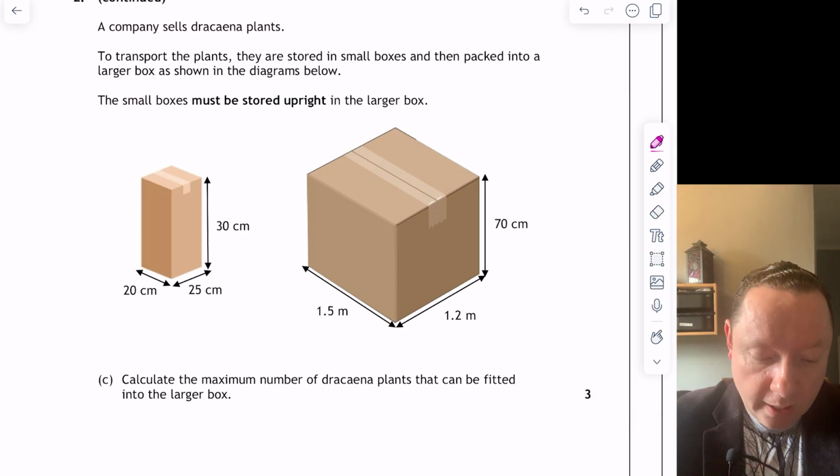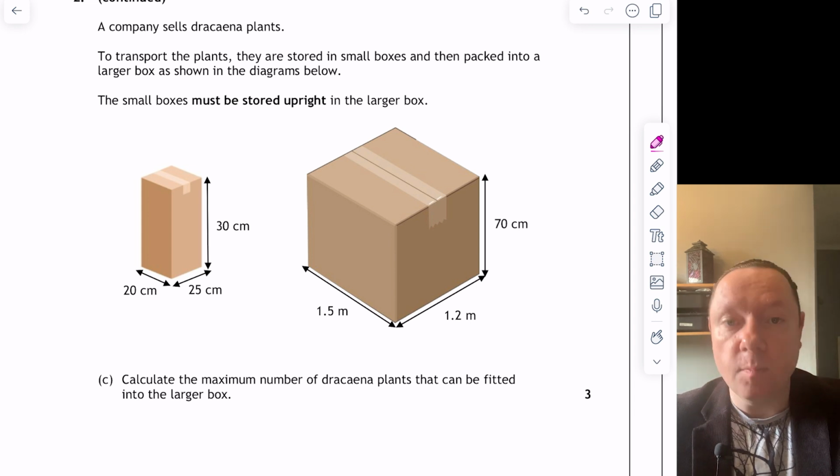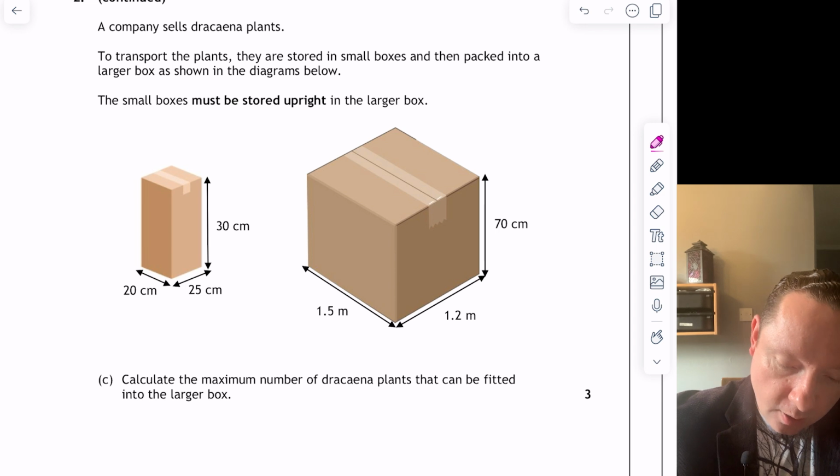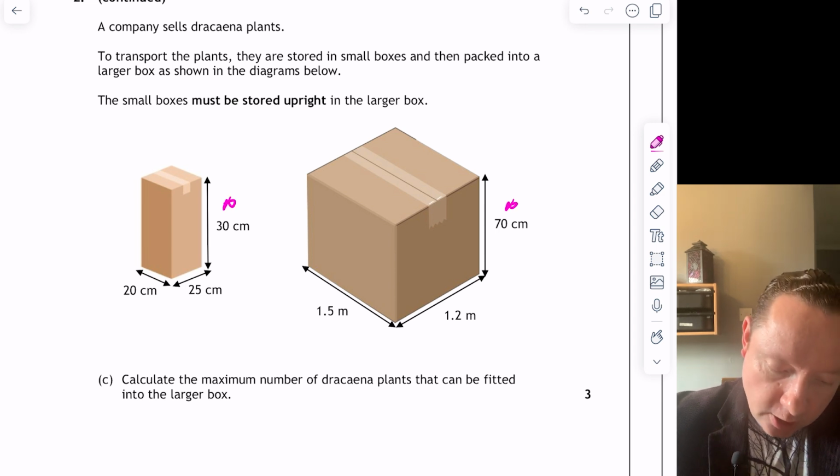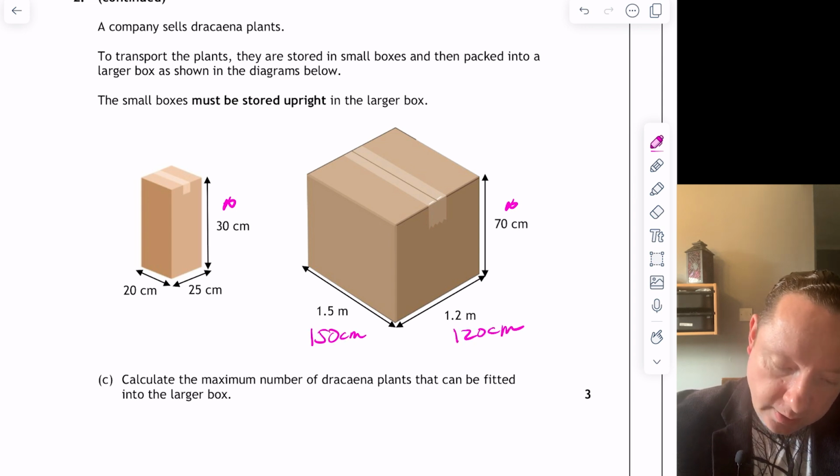Company sells Dracaena plants. To transport, they put in small boxes. Then packed it in the larger box. They must be stored upright. Calculating maximum number. So this is your box packing question. But this time, this one here cannot be changed. So I'll just take a note of that. Check my units. 1.5, that's 150 centimetres. And 120. I usually just do this in a table.